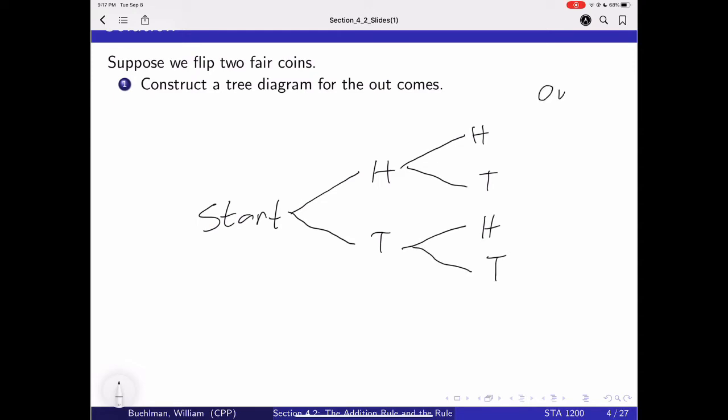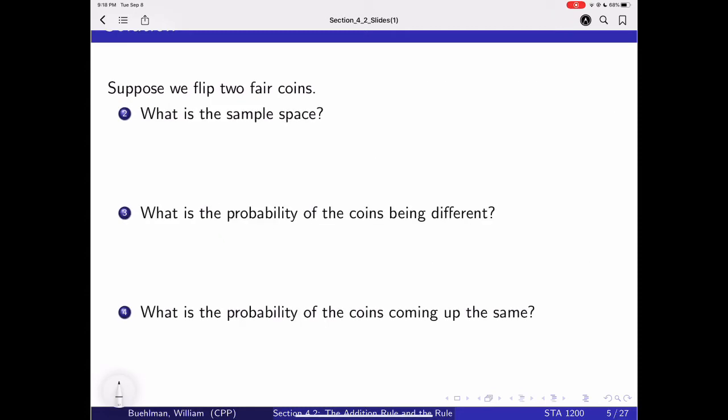So our possible outcomes for the two coin flips are heads, heads; heads, tails; tails, heads; or tails, tails. So here's our tree diagram and our list of outcomes for two coin flips. On to question 2. What is the sample space? The sample space is all the possible outcomes. So heads, heads; heads, tails; tails, heads; and tails, tails.